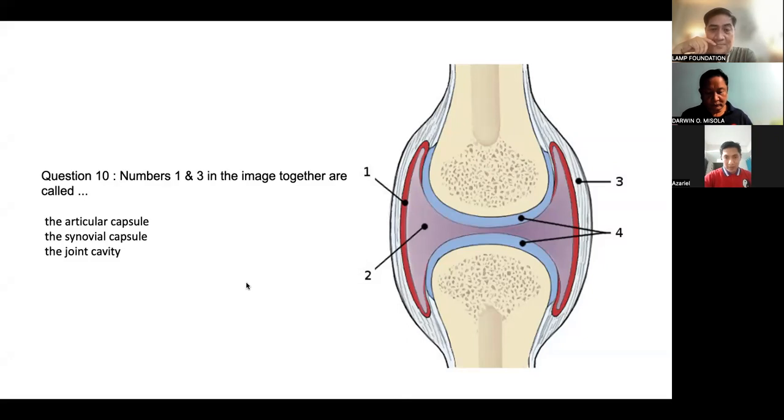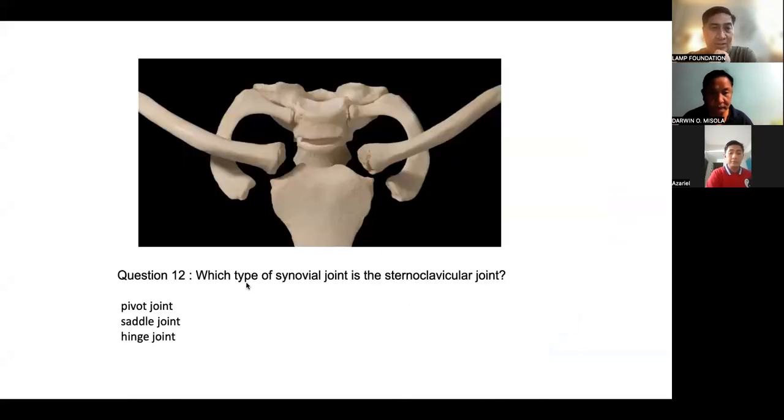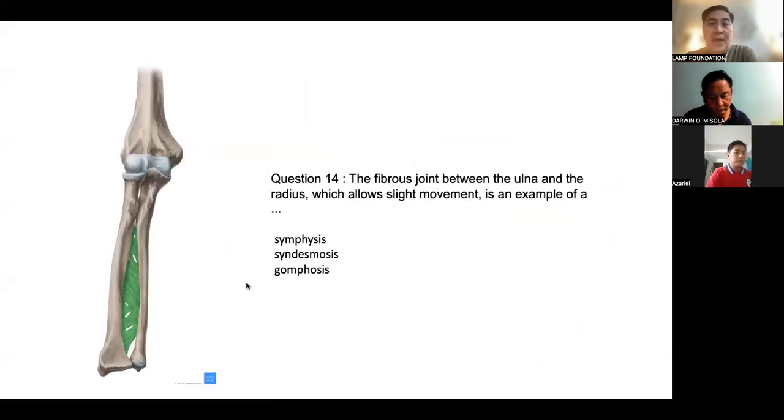Articular capsule. Which type of joint is held together by dense connective tissue, mainly collagen? Fibrous joints. Which type of synovial joint is the sternoclavicular joint? Saddle joint. The synovial joints between the metatarsals of the foot are what type of joints? Condyloid joint. Okay.